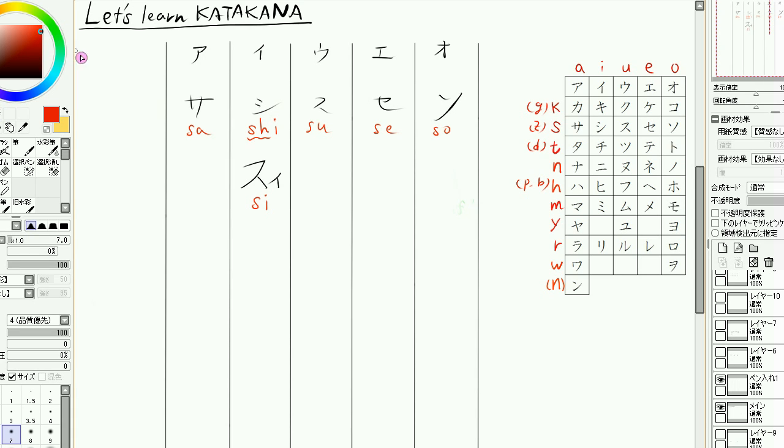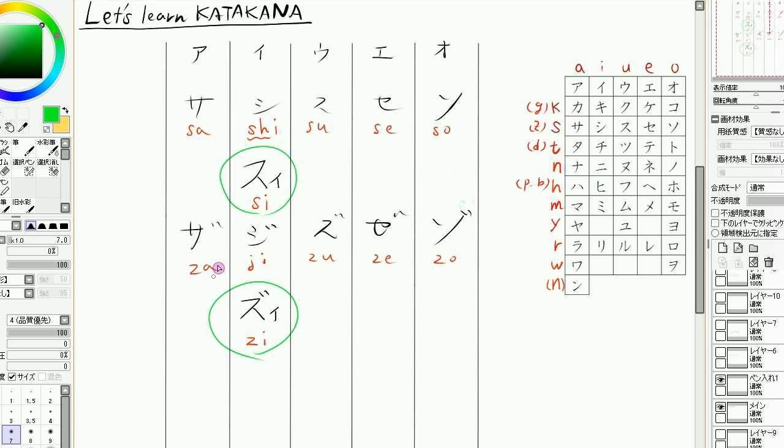Of course, in za, ji, zu, ze, zo, we unfortunately don't have the sound of Zi because this one was Ji, right? So to write the Zi sound, we put Z and small e. So that will be Za, Zi, Zu, Ze, Zo. These are the foreign sounds made by using this small e.